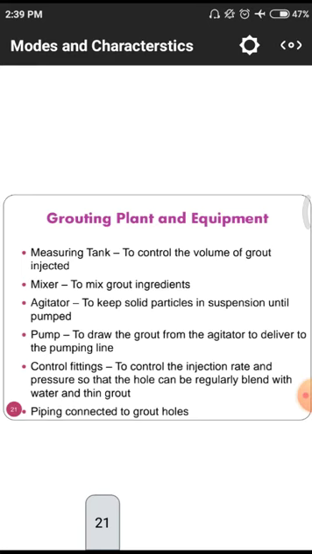Next one is piping connected to grout holes. Different pipes we have to connect. Why? Because in some cases the void in the ground will be at a larger depth, and we have to pump these grouting materials to a large depth. In those conditions we use these fittings with the help of pipeline systems, so we utilize these pipeline systems for a larger length whenever the void is present below the subgrade.